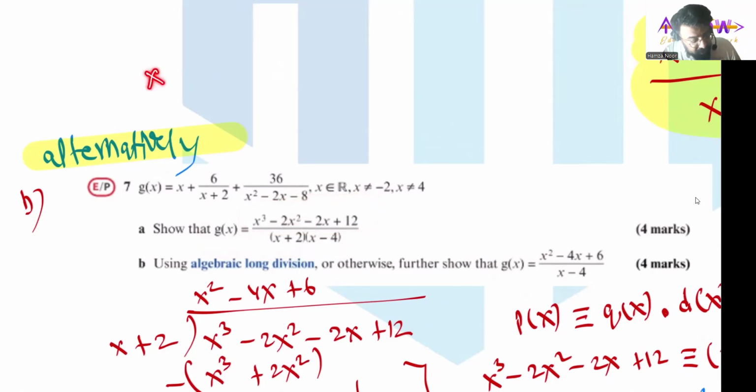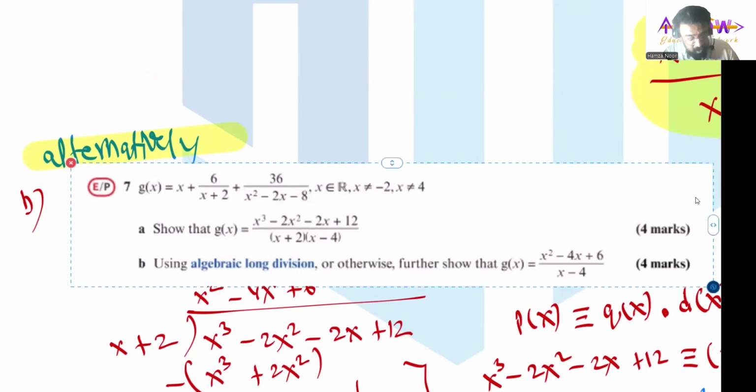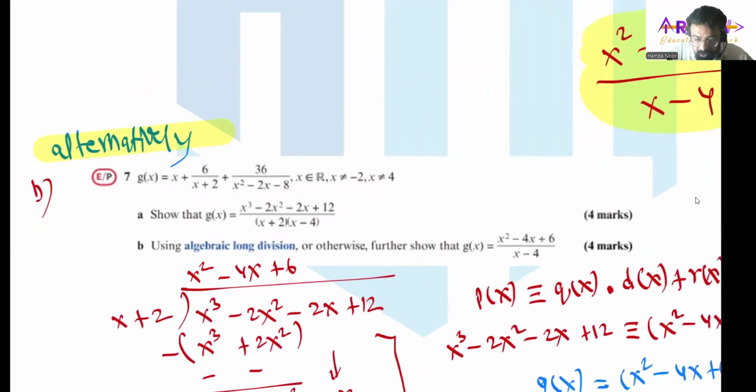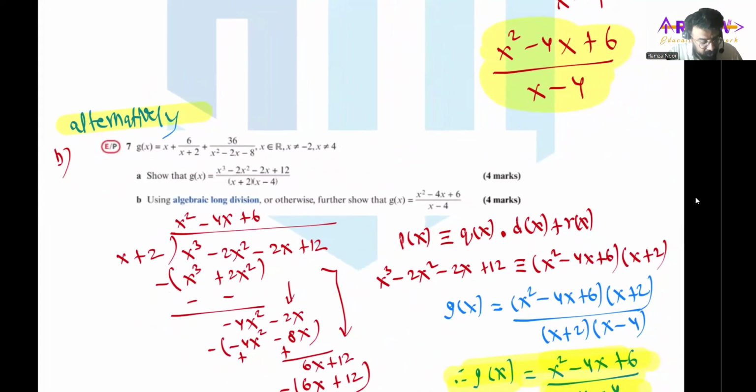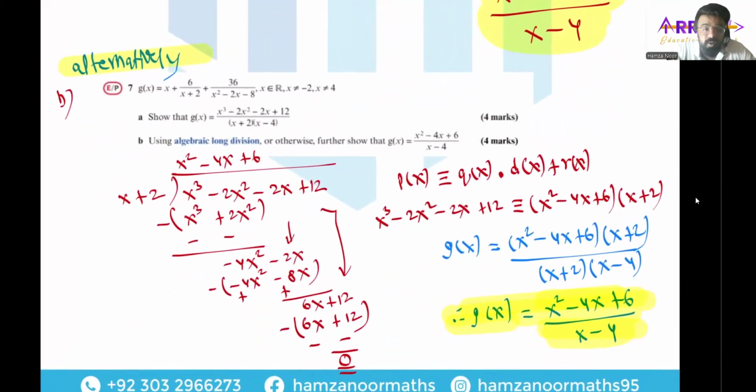In place of this x cube minus 2x square minus 2x plus 12, we can write x plus 2 multiplied by a quadratic polynomial ax square plus bx plus c. That quadratic polynomial is basically unknown to us right now. This makes sense? Okay.